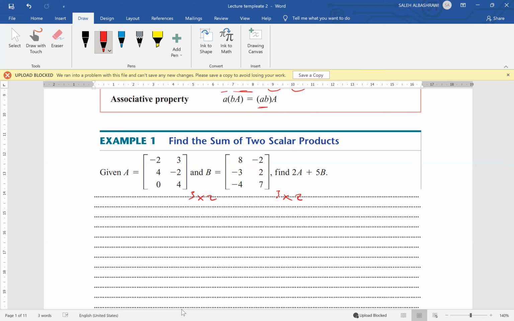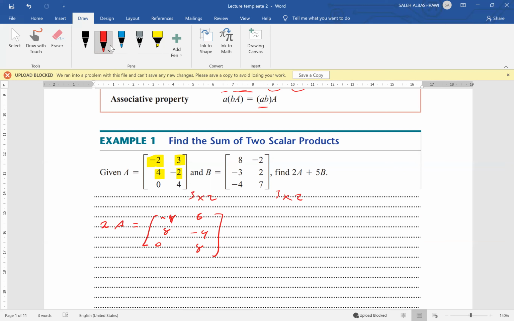Now 2A plus 5B. 2A is equal to multiplying each element of the matrix A by 2. So I will get minus 4, 6, 8, minus 4, 0, and 8. So we multiplied each element of the matrix A by 2.